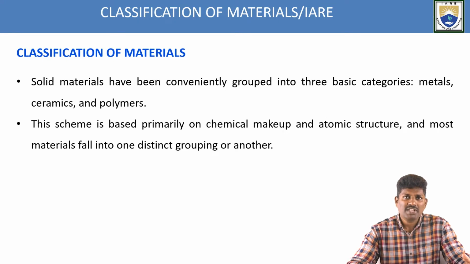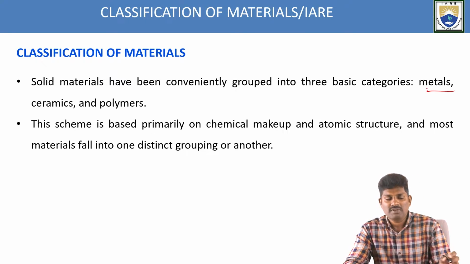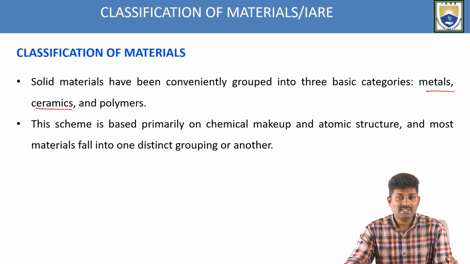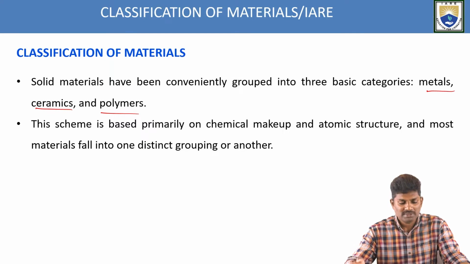Now coming to the classification of materials, solid materials have been conveniently grouped into three basic categories. What are the solid materials we have? These solid materials have been classified into three categories. The first category is metals. The second one is ceramics. The third one is polymers. So these are the three classifications into which solid materials have been classified: metals, ceramics, and polymers.